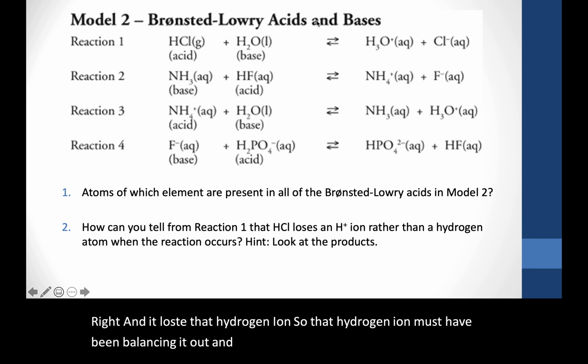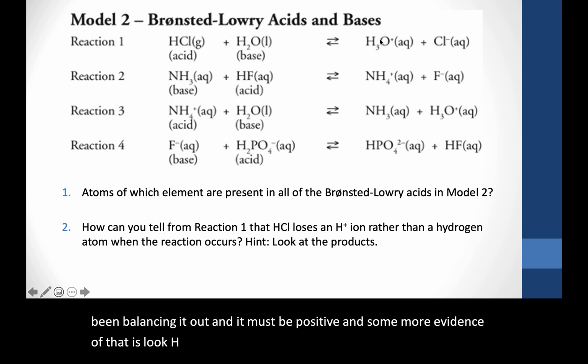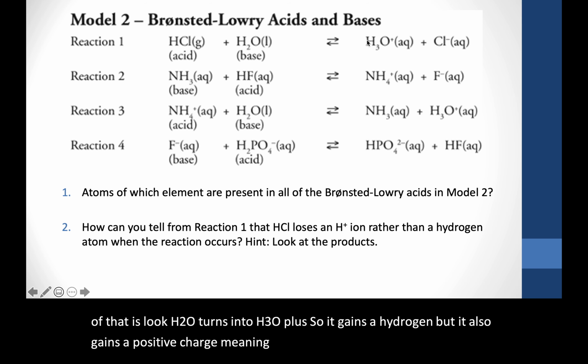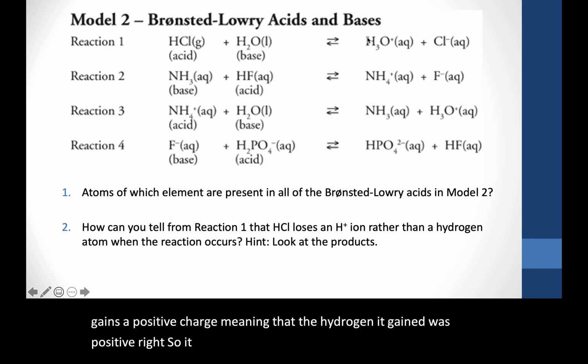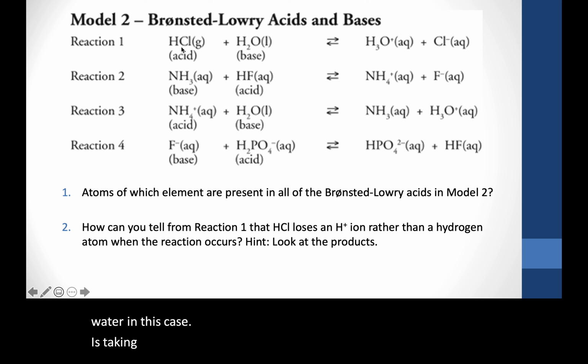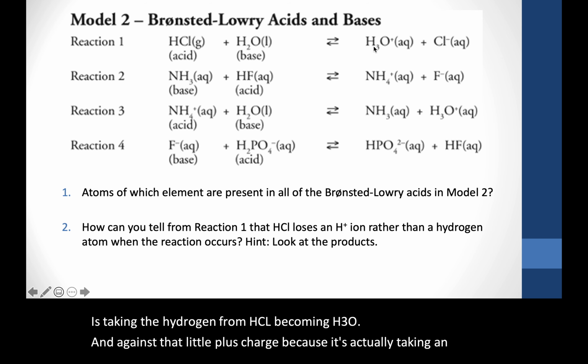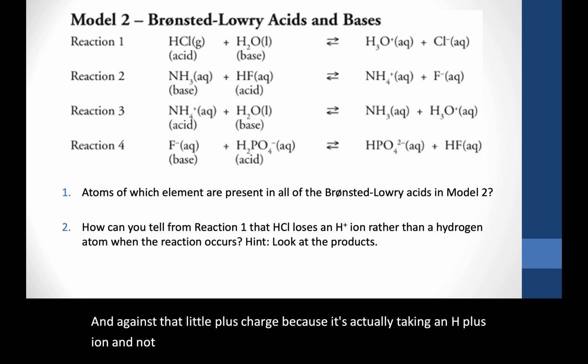And some more evidence of that is, look, H2O turns into H3O plus. So it gains a hydrogen, but it also gains a positive charge, meaning that the hydrogen it gained was positive, right? It's not just H3O, it's H3O plus. So water in this case is taking the hydrogen from HCl, becoming H3O, and it gets that little plus charge because it's actually taking an H plus ion and not just a hydrogen atom. So remember, we're talking about ions here. There's going to be charges involved.